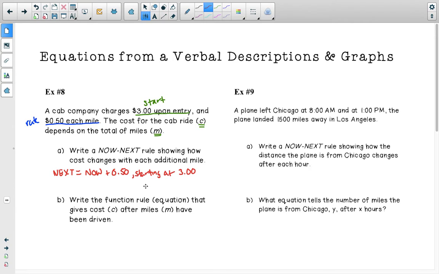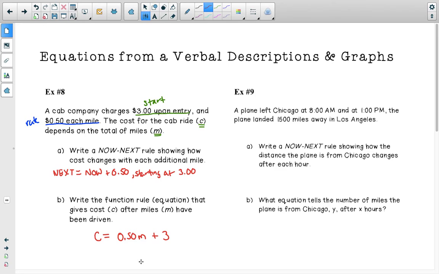So to write our equation, we will use again, C depends. So that would be our y value. C depends on x, or C depends on miles. We know our coefficient, or our rate, is 50 cents. So our coefficient will be 50 cents times our miles, so each mile. But we have to start at $3, so we're always going to have that 3. This is how we write our now-next, and then we can write our linear equation from our now-next formula.